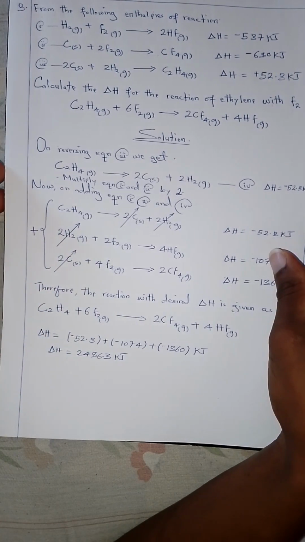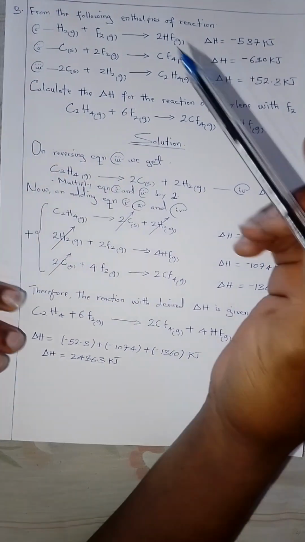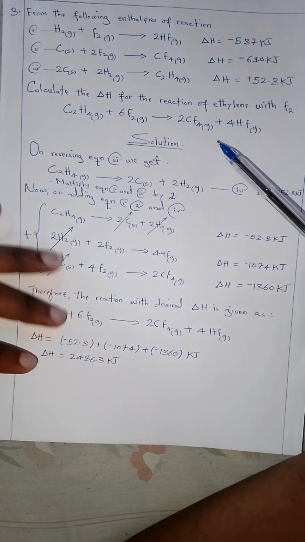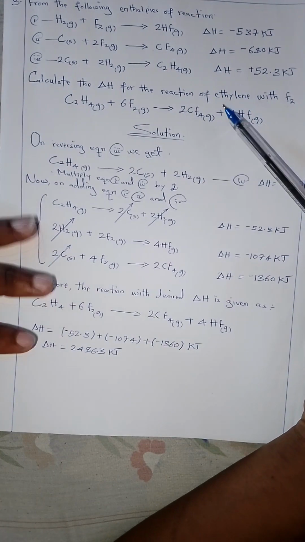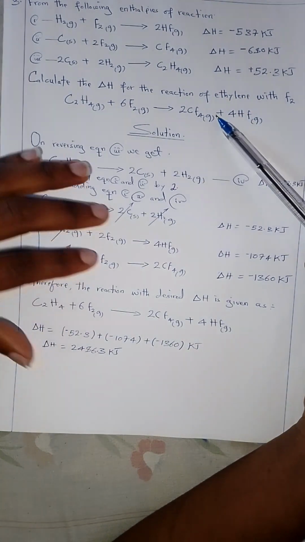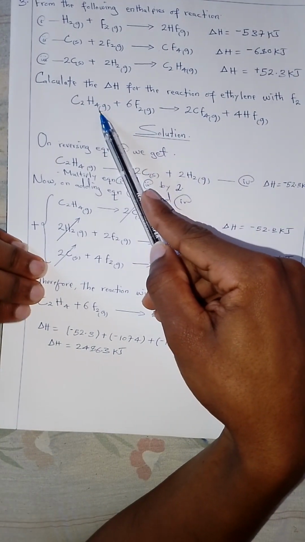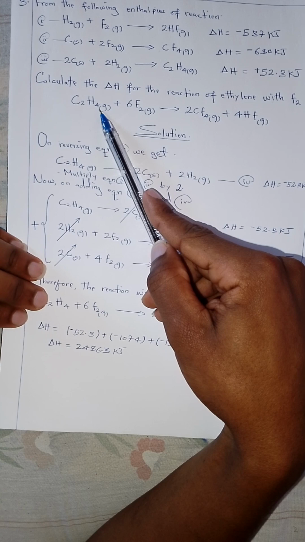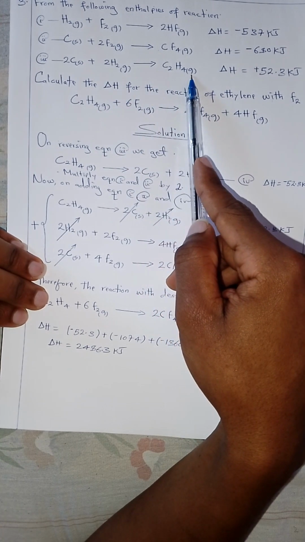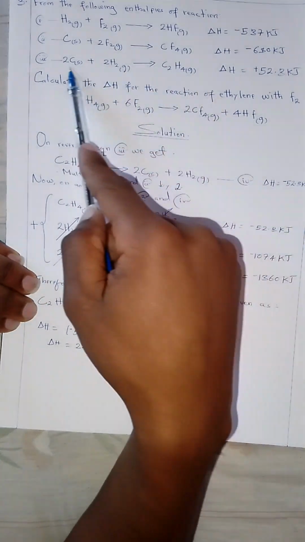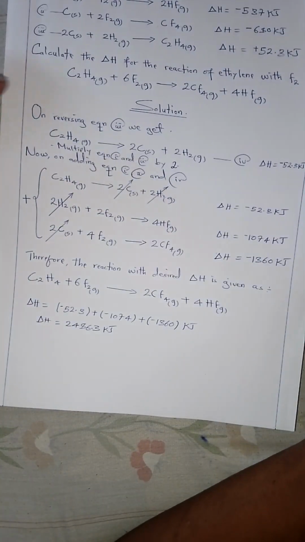Now, consider those given equations. We have three equations, but we also have the general equation that we are looking for. But in order to get this equation, we see that ethylene in our given equation is on the reactant side, but in equation 3, the ethylene is on the product side. So we have to reverse equation number 3 so that we can have the general equation.